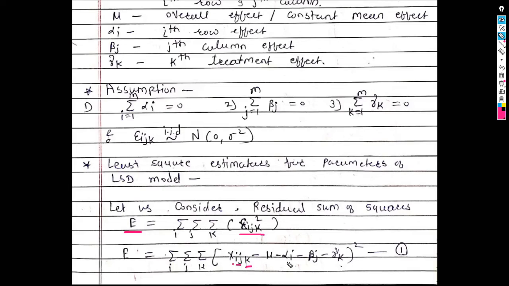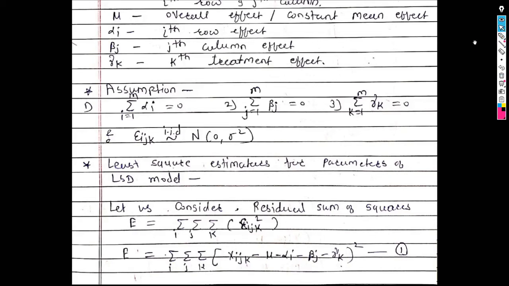Alpha i is the ith row effect. Beta j is the jth column effect. And gamma k is the kth treatment effect. So in this way we get capital E, the error sum of squares, as the summation of the bracket xijk minus mu minus alpha i minus beta j minus gamma k, bracket squared. Consider this as equation 1.